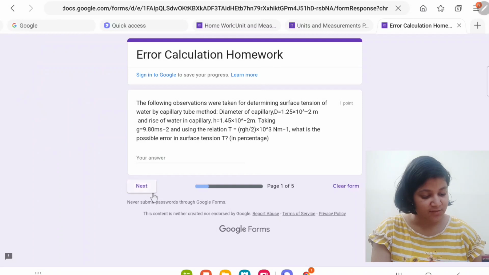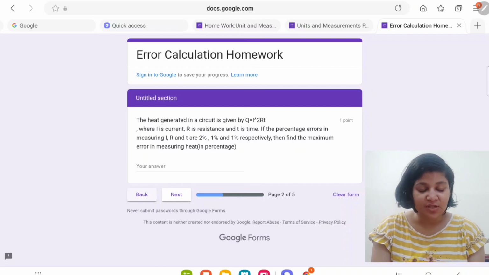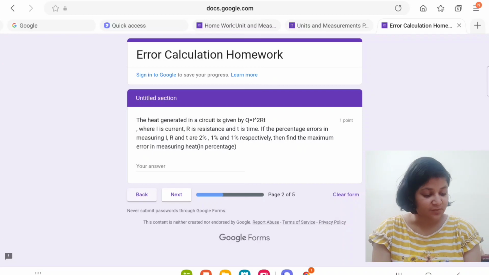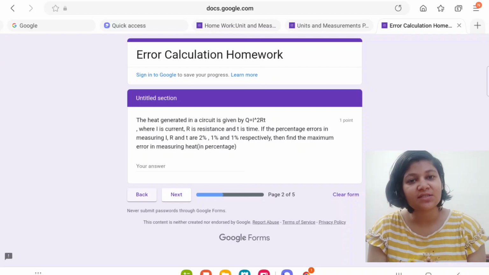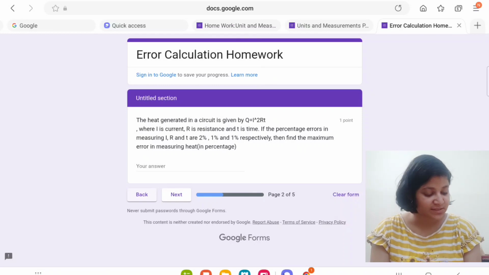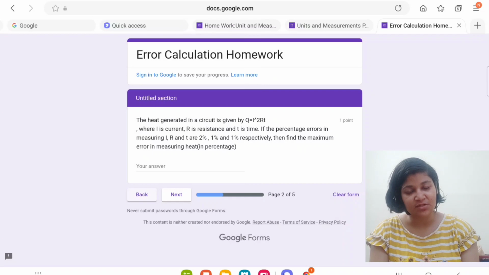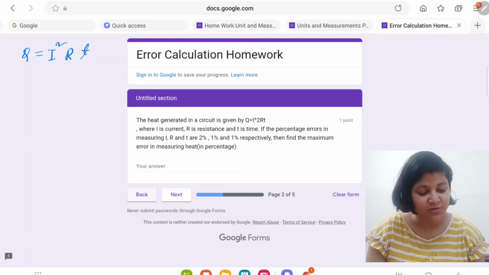Moving on. They have given the expression for heat generated in a circuit because of current flow, and they have also given us the percentage error in the measurement of the current, the resistance, and the time. They want us to find out the maximum error in measurement of it. So it is very simple. The expression of Q is I squared R T. This is also called the Joule heat loss.